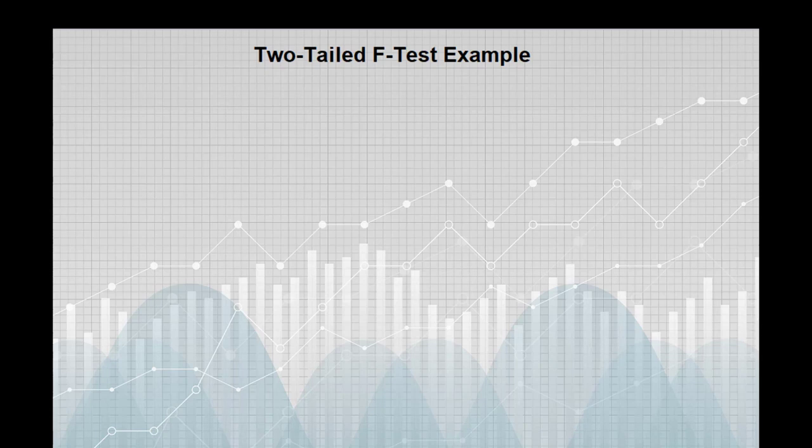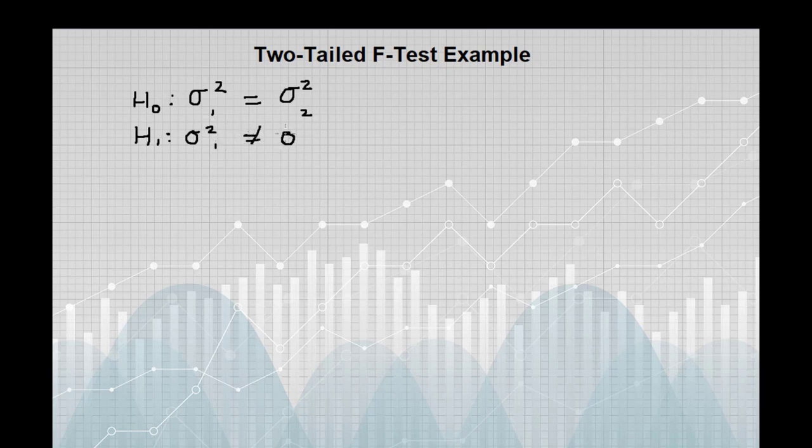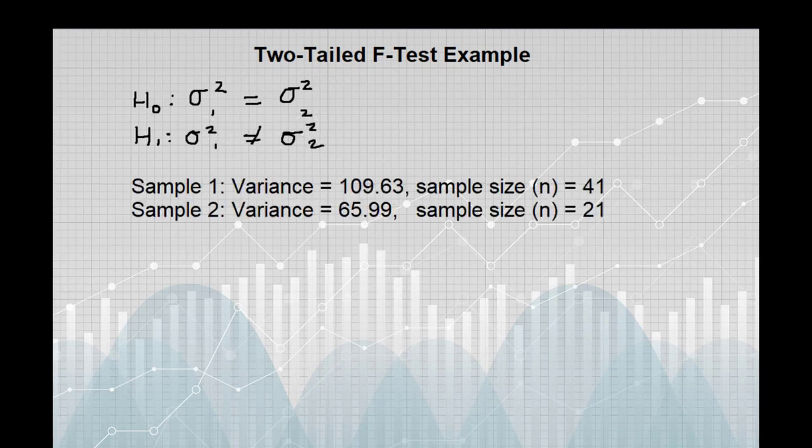The F-test compares the variances for two sets of data to see if they're equal or not. The null hypothesis is always that the variances are equal, and your alternate hypothesis is always going to be that the variances are not equal. I have my samples here. I've got two different variances, two different sample sizes.